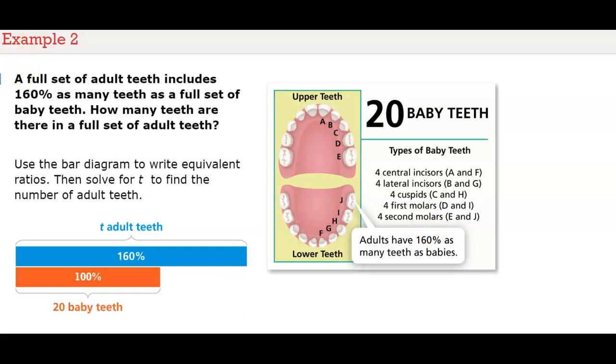A full set of adult teeth includes 160% as many teeth as a full set of baby teeth. How many teeth are there in a full set of adult teeth?